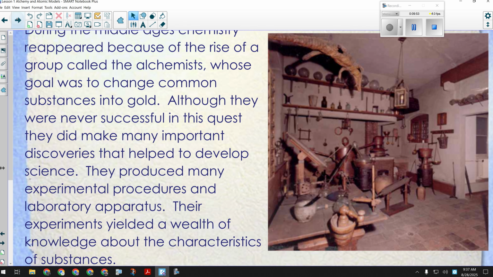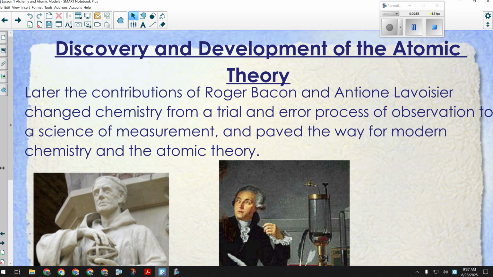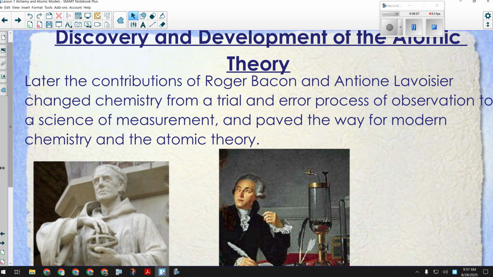Okay, so alchemy became chemistry eventually, thanks to these two guys who I'll probably never ask you about: Antoine Lavoisier and Roger Bacon. They developed the scientific method. The scientific method is what took trial and error, anecdotal evidence gathering and things like that into legitimate science.